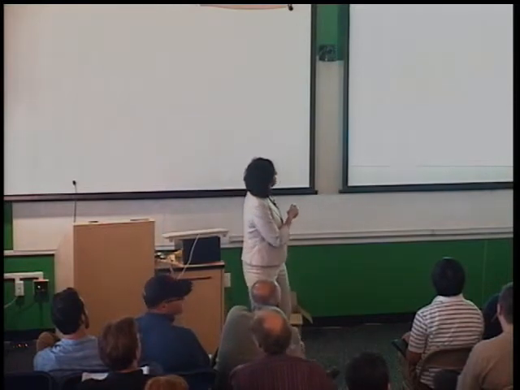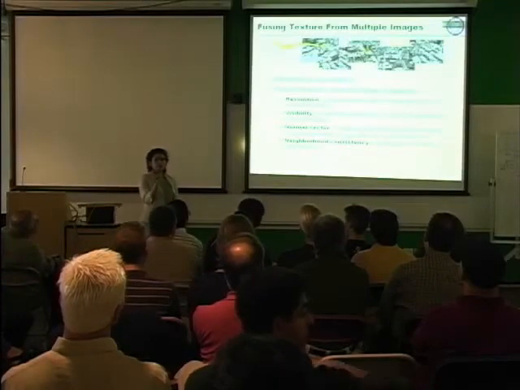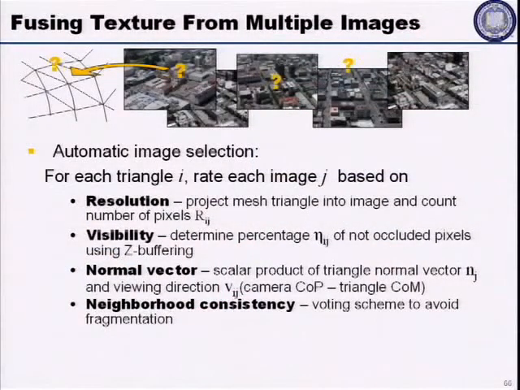So now I get into fusing texture from multiple images. Each of our triangles in our airborne model has been imaged by more than one picture. And so the question is, which texture do we use in this series of images to paint that? And we use a series of heuristics that's listed here.